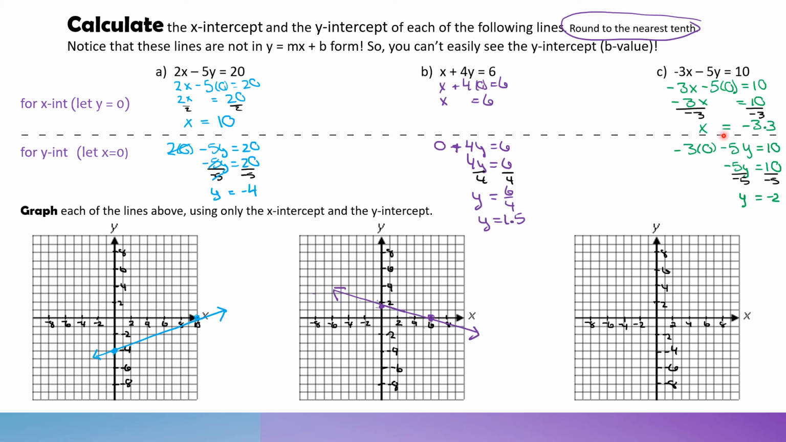All right, so here is what I got, x equals negative 3.3. So my x-intercept, I'll go to the x-axis and I'll go negative 3.3, kind of estimate where to put that. And then y equals negative 2. So negative 2, there will be a dot there.